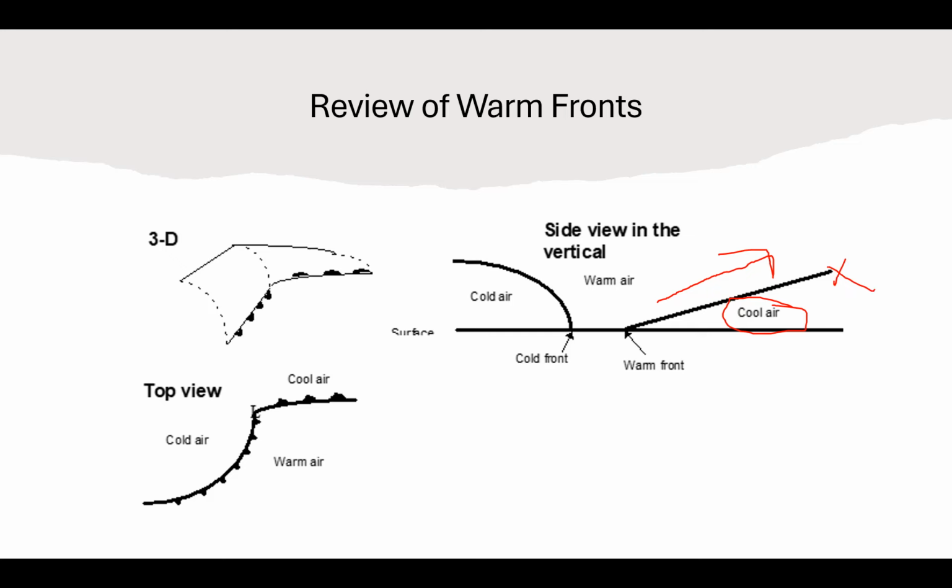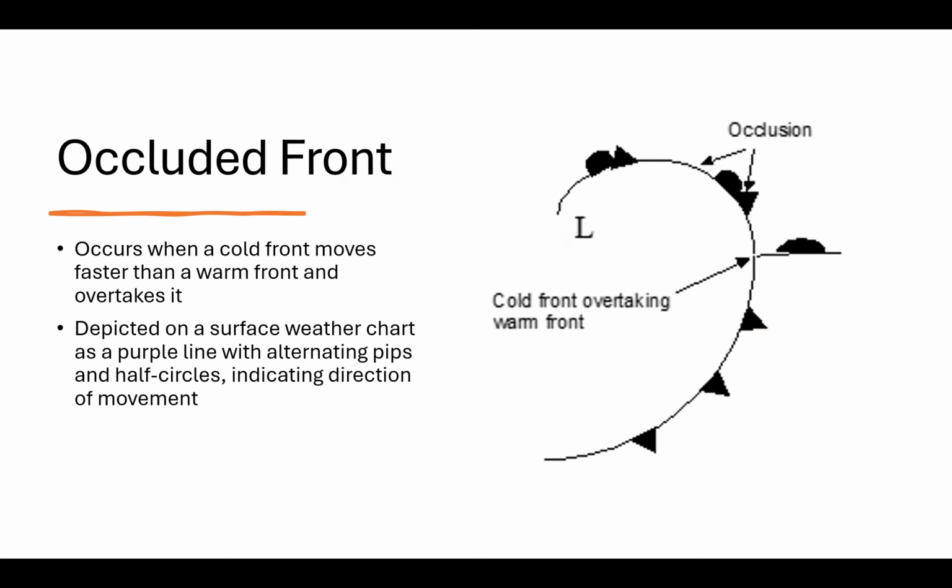So more of a gradual rise of the warm air over the cooler air at the surface is generally associated with a warm front. Additionally, the slope is more gradual with a warm front. You notice the frontal surface here with the cold front is a much steeper slope as compared to this line, which is not as steep. It's kind of more gradual. So in general, this is a review of the warm fronts.